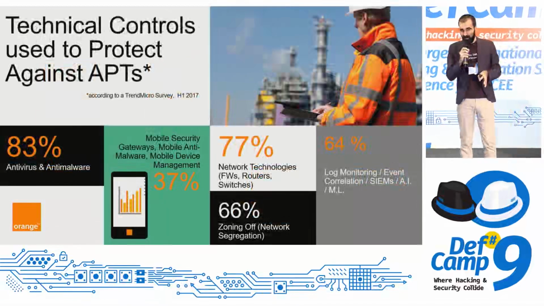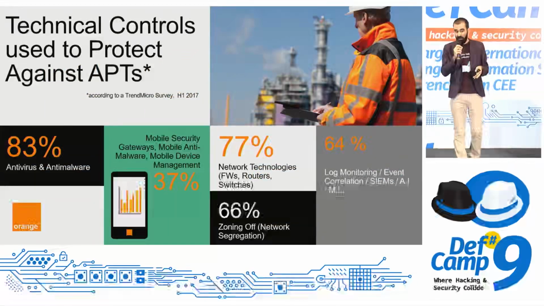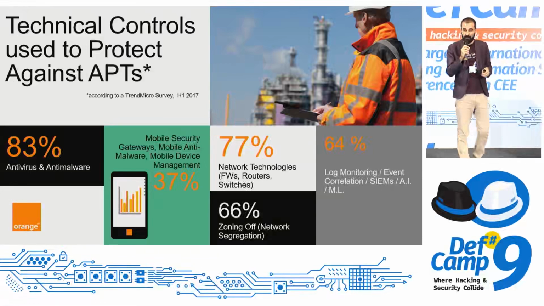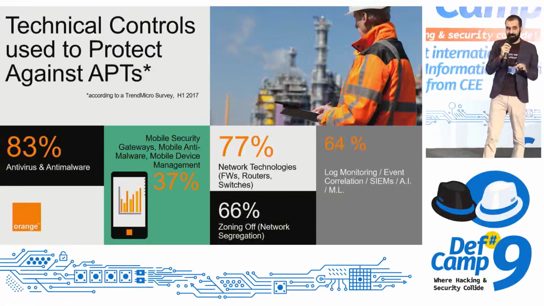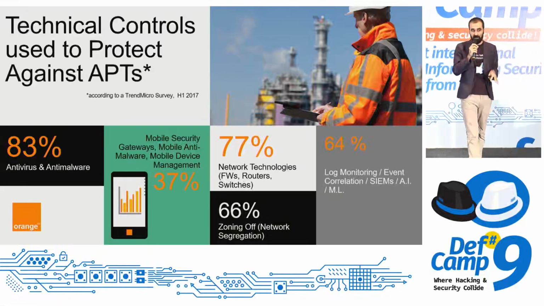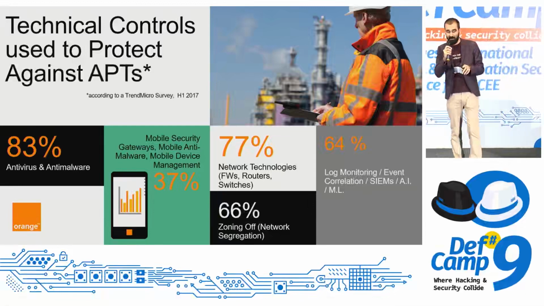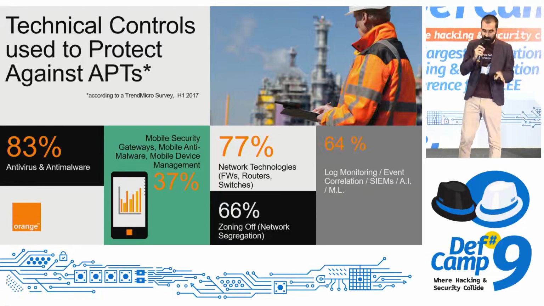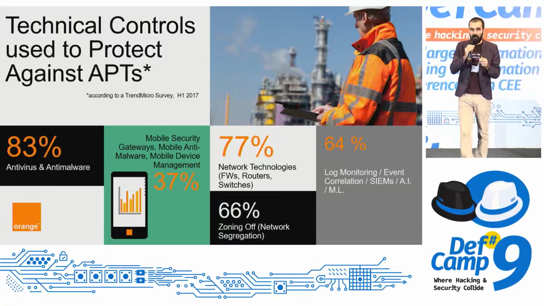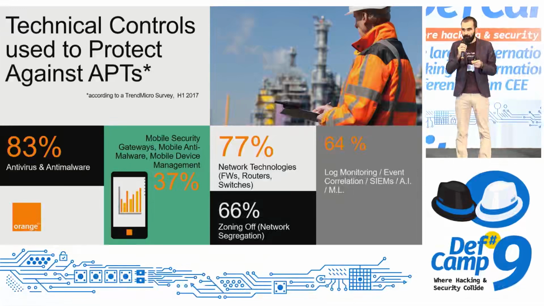According to a Trend Micro survey, which was, if I remember correctly, based on maybe 2,000 answers from small, medium, and large companies alike, these are some of the technical controls that most companies are using to protect against APTs, specifically. I included this slide in my presentation just to give you an overview of the wide spectrum of technical measures that companies are trying to use in order to prevent such infections, such threats. Nobody knows for sure what to do.